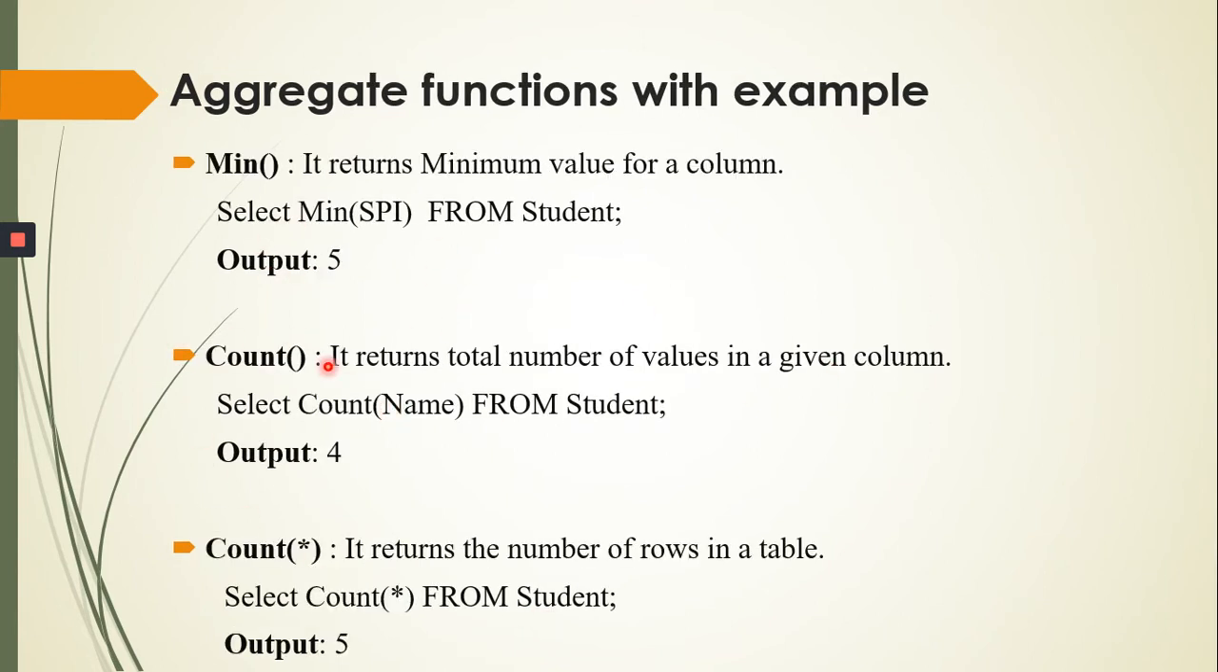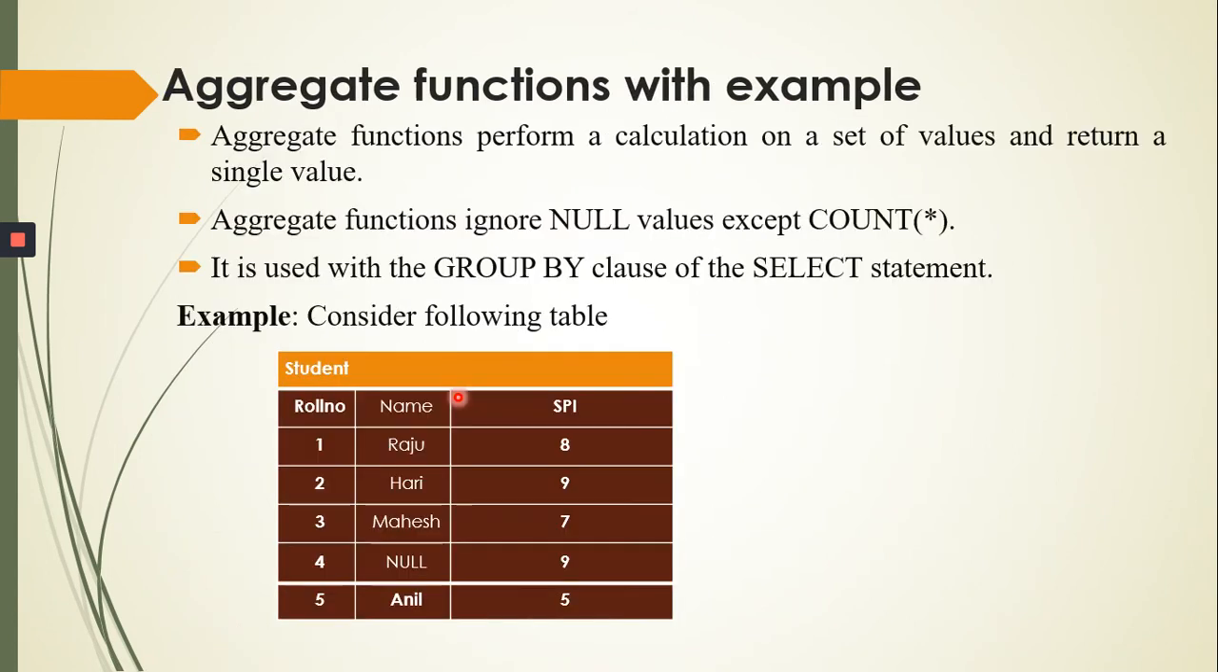Now next is count. As the name suggests, it returns the total number of values in the given column. Suppose we have to find how many names are in the table. Whichever column we select, it gives the total number of values. Now we are selecting the name column. Select is a statement, count is the function name, and in brackets we use name. We have to calculate the total names.